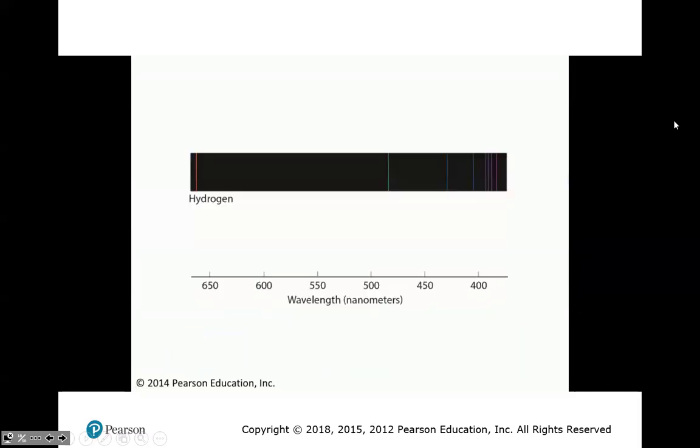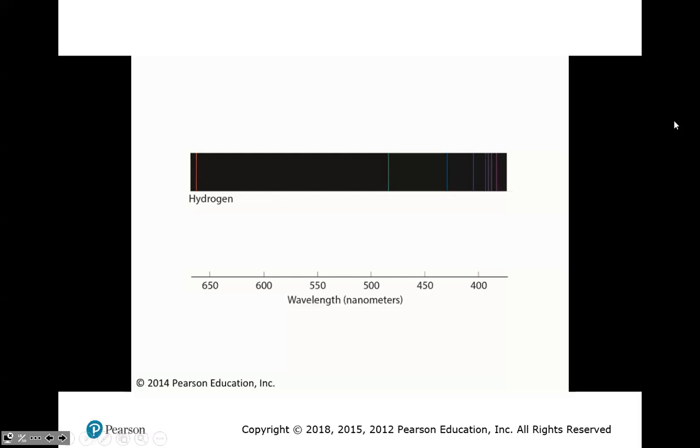This is a refresher of what a bright line spectrum looks like. This is the bright line spectrum for hydrogen. It is distinctive not only in terms of the number of bars that is displayed and the spacing between those bars, but also in terms of the specific wavelengths that we see.